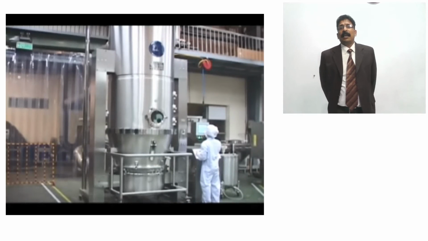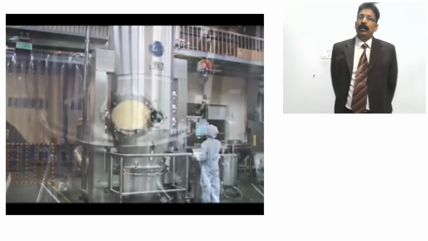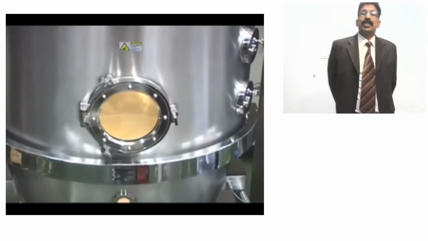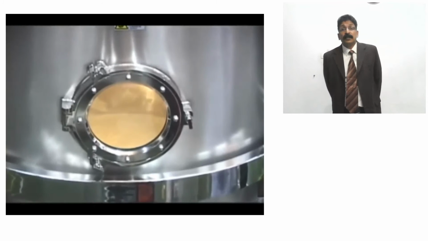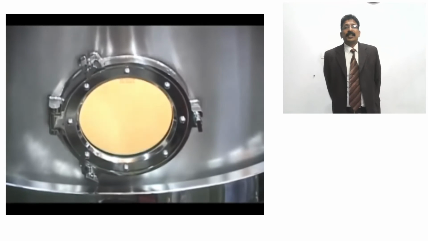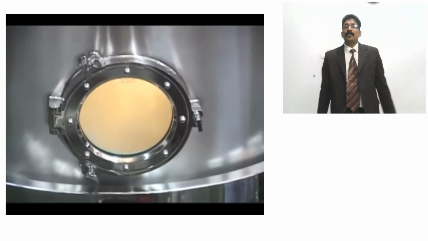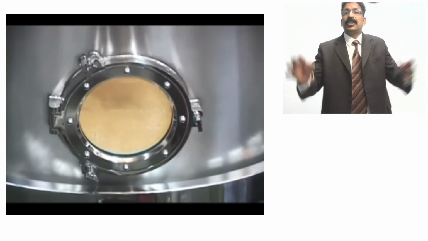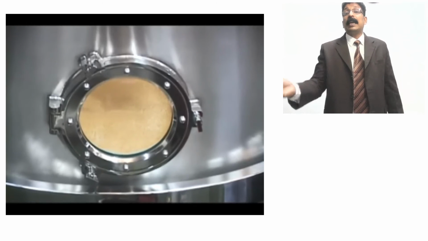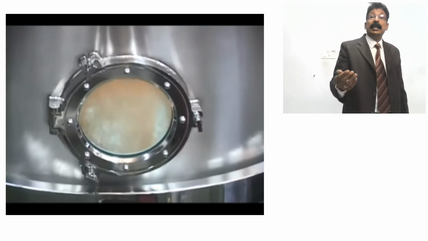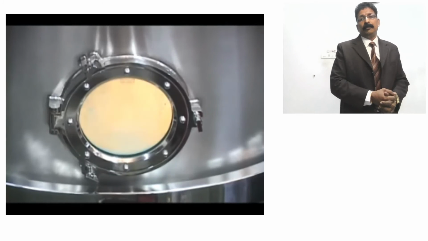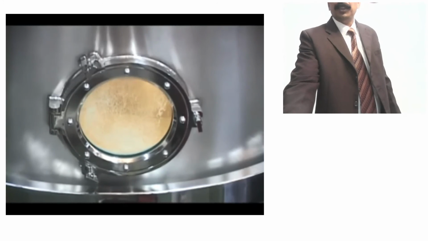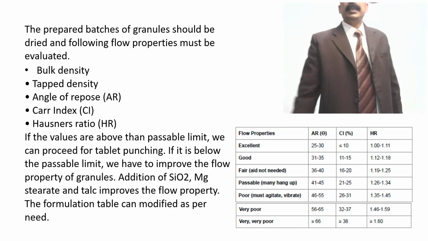The chemist will observe all the materials through the window or the screen, which is yellowish in color. You can observe the condition of the granules blown in the chamber. After it is dried, you can take a sample and find out the moisture content, and it can be taken for the various compression techniques and compression machine. So these are some of the things about the fluidized bed dryer.